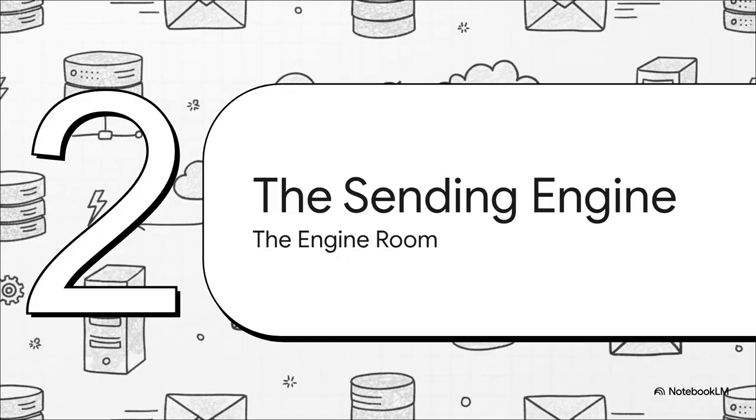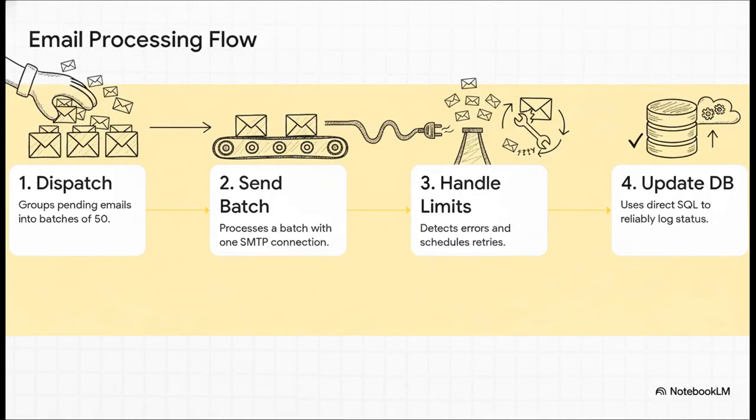Okay, now we're getting to the core of the system. Celery has given the green light, so let's head into the engine room and see how thousands of emails are actually processed and sent without overwhelming the server. So this is the 4-step pipeline that makes it all work. It's pretty elegant. First, the dispatcher grabs pending emails and groups them into these manageable batches of 50. Then, and this is the game changer, a worker sends all 50 of those emails using a single reusable connection. This avoids the massive overhead of creating 50 separate connections. It's a huge efficiency win.